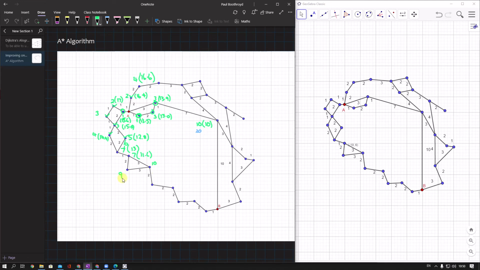How expensive is it to get to the 9? How far from 9 back to B? It's minus 10 and 4. That's 10.8. And the 10 over here, which is that one, that's 8 and 5. And that's 9.4.